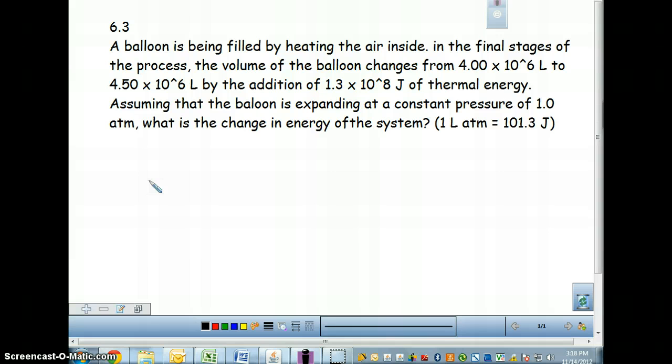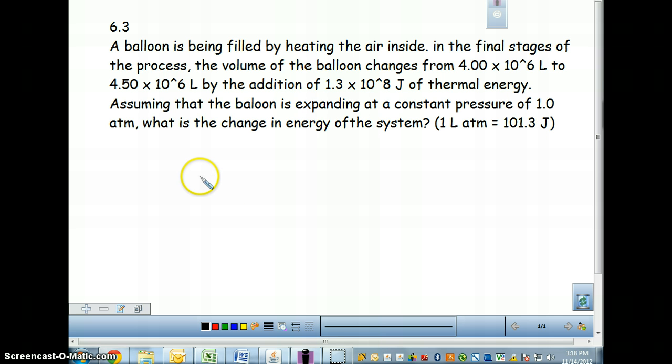In the final stages of this process, our volume changes from 4.0 times 10 to the 6th liters to 4.5 times 10 to the 6th liters by the addition of 1.3 times 10 to the 8th joules of thermal energy. Assuming that the balloon is expanding at a constant pressure of 1.0 atmospheres, what is the change in energy of the system? And we're given a conversion factor of 1 liter atmosphere equals 101.3 joules.